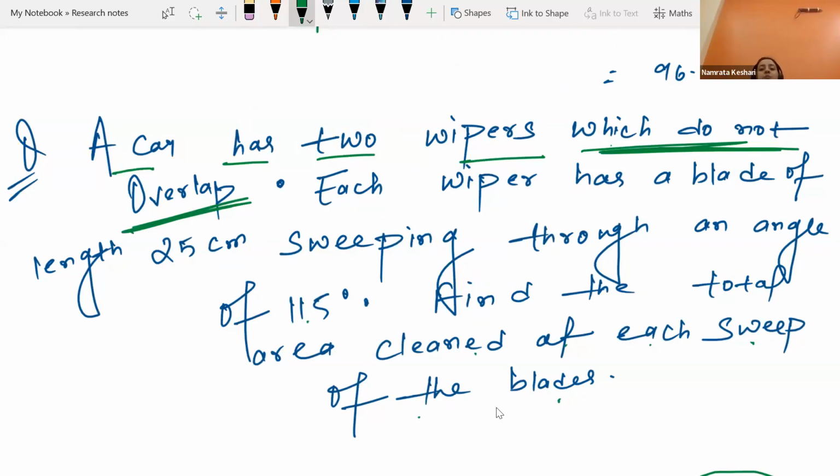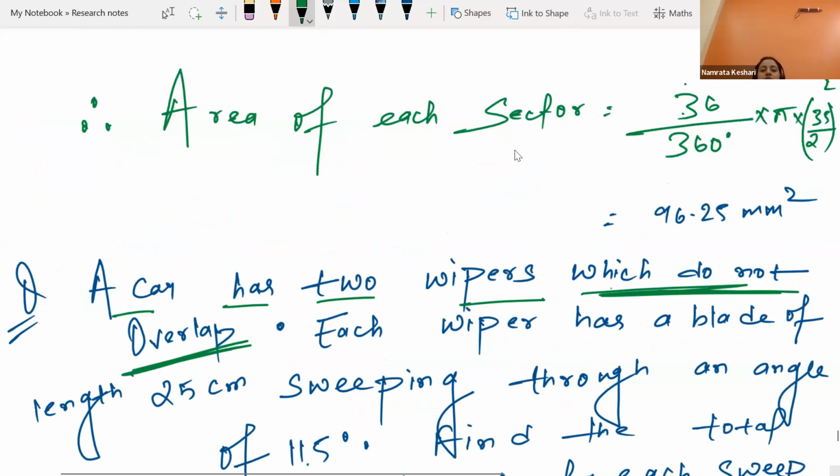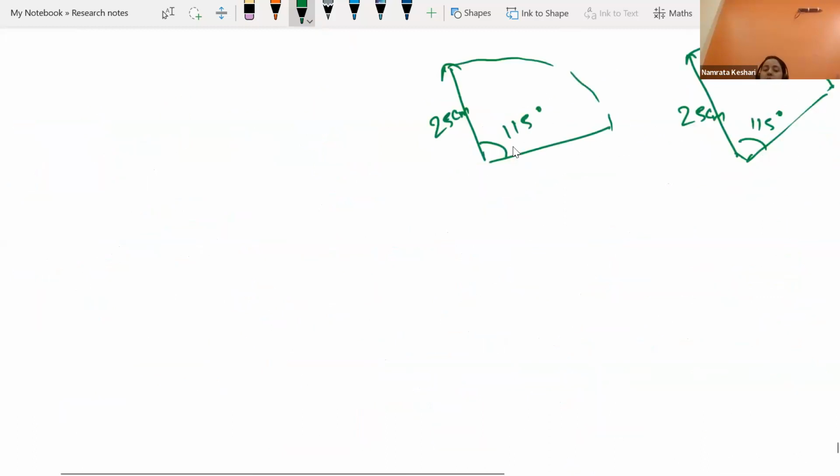The area covered by the first blade is completely different. Everything is the same, angle is same, length is same, but the first one is covering a certain portion of the area, and the second one is also covering a certain portion of the area, with no overlapping. So basically we'll be finding the area of the sector. That's it. It looks like a sector only, right? Yeah.